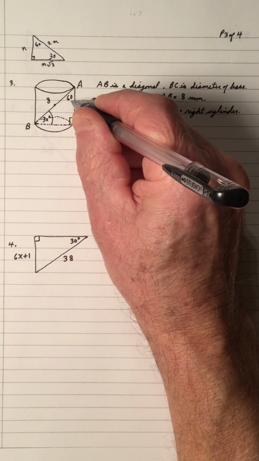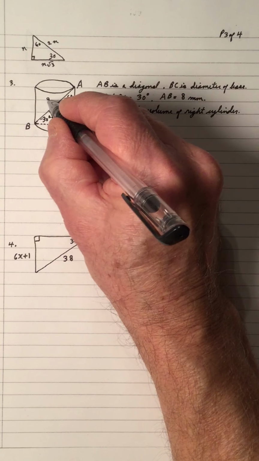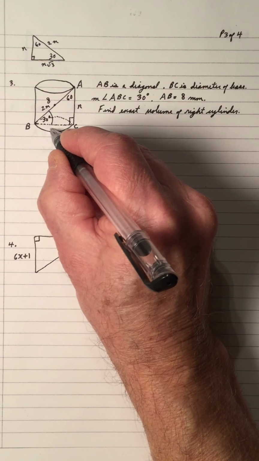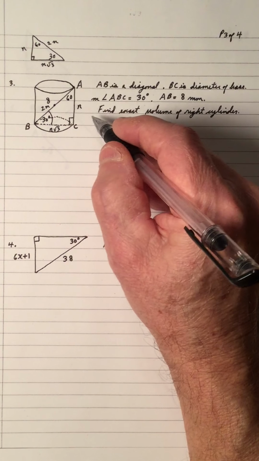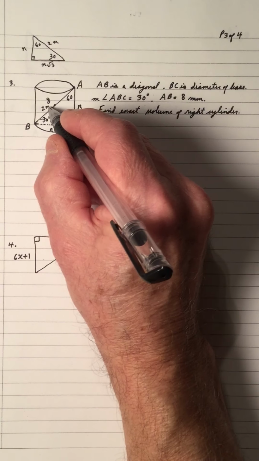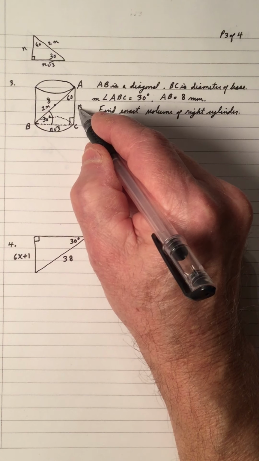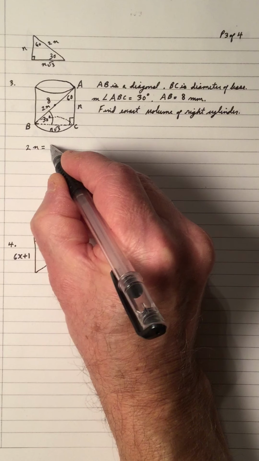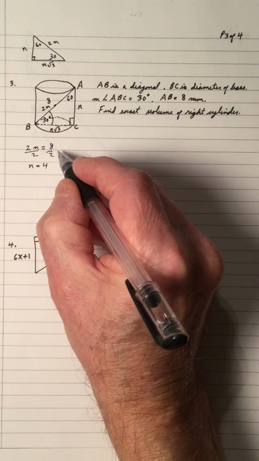Again, we have a 30, 60, 90. Opposite the 30 is N. Opposite the 90 is 2N. And BC is N root 3, according to what we have here. Perfect. Notice now that we have 2n is equal to 8. We don't know what this is, but we do know that 2n is equal to 8, divided by 2, n is equal to 4.